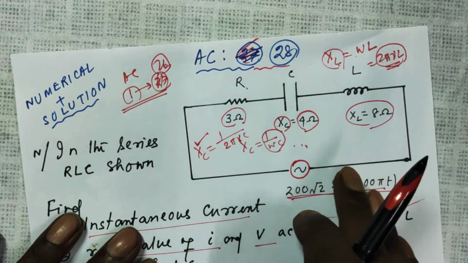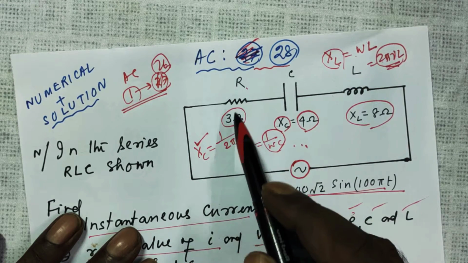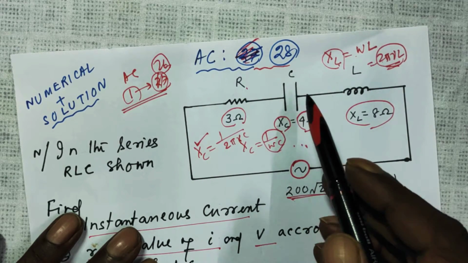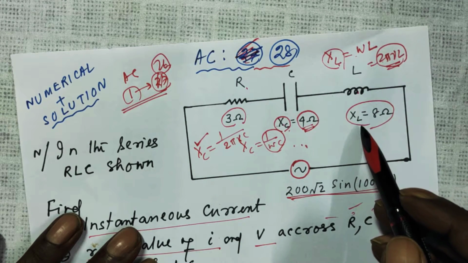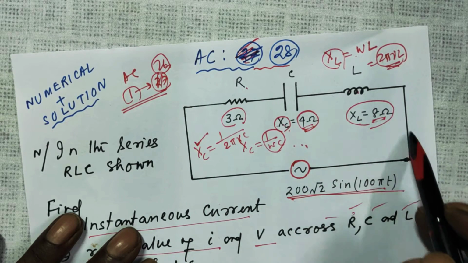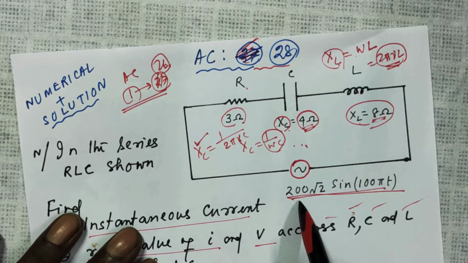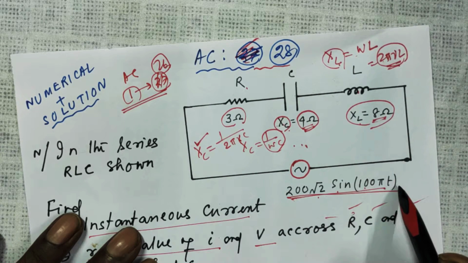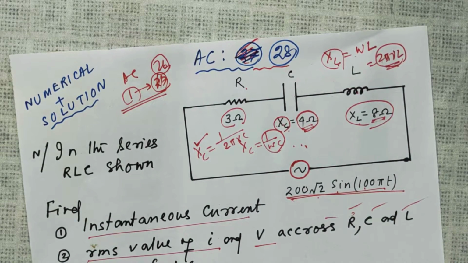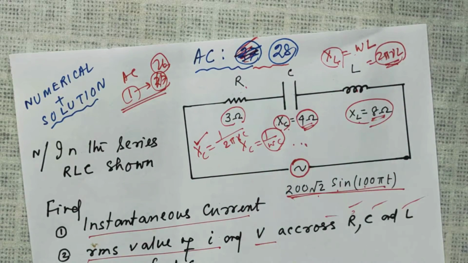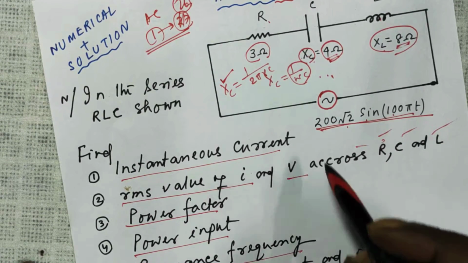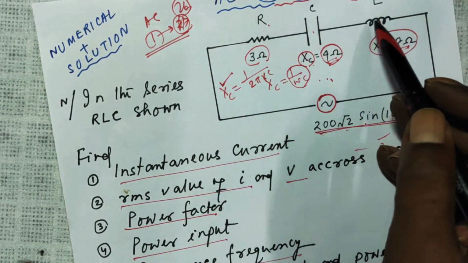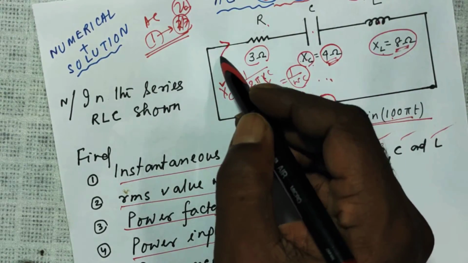So there are 3 elements: a resistance having 3 ohm, a capacitor having capacitive reactance 4 ohm, and an inductor having inductive reactance 8 ohm. They are in series, and here is an alternating source of voltage EMF 200 root 2 sine 100 pi t connected across the combination of R, C, L. So it is a series RLC circuit. It doesn't matter whether the capacitor is here or the resistance is here, they are in series, right?